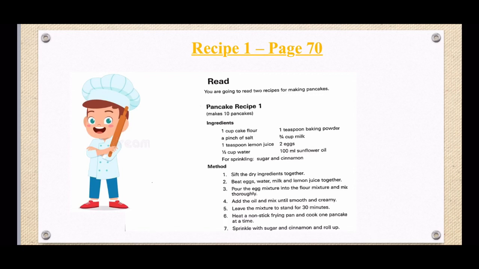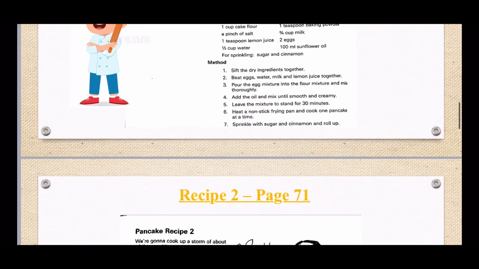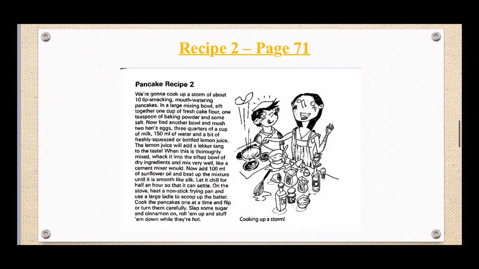So in your textbook there's a picture of the pancakes with syrup and butter on it. I haven't included it in the PowerPoint, but you can see on page 70. So this was pancake recipe 1. It gave us the ingredients, how many pancakes it can make, as well as the method, step by step on how you should make it, right? It sounds really, really yummy. Please try and make that, right? Okay, so let's move on to the next page. Page 71. We have pancake recipe number 2.